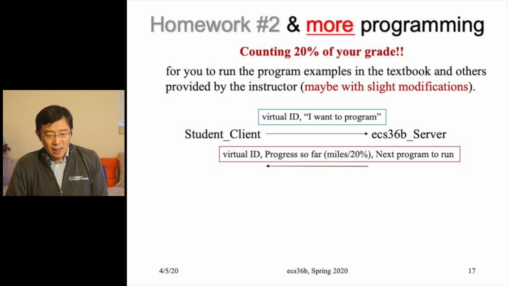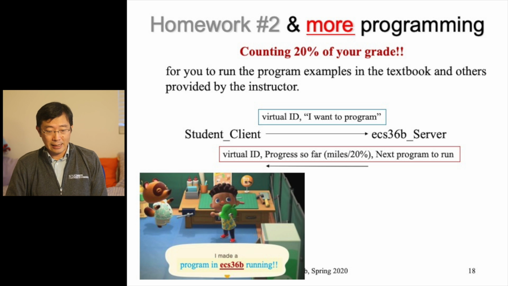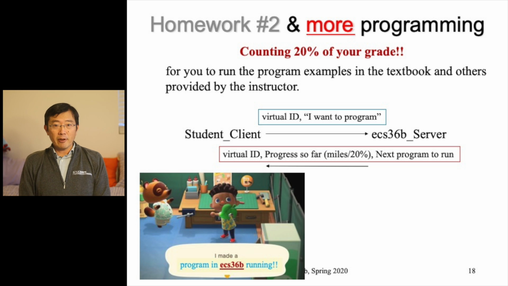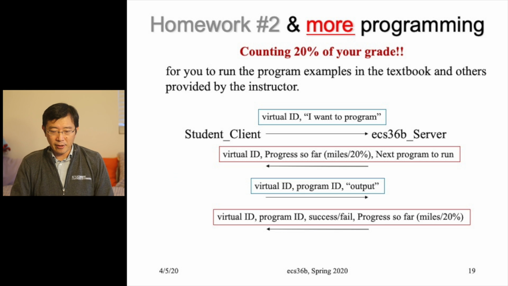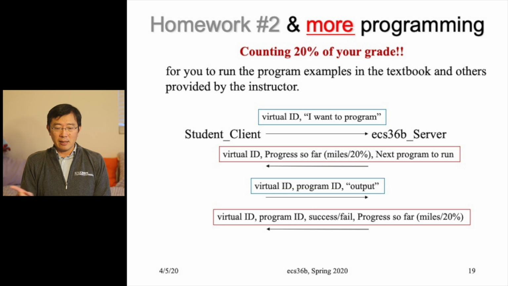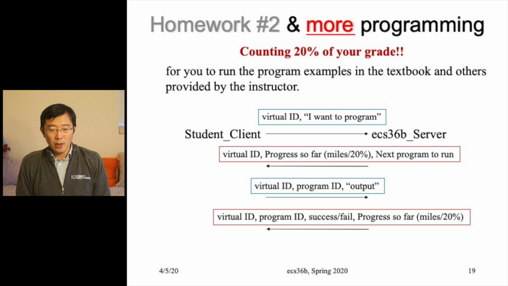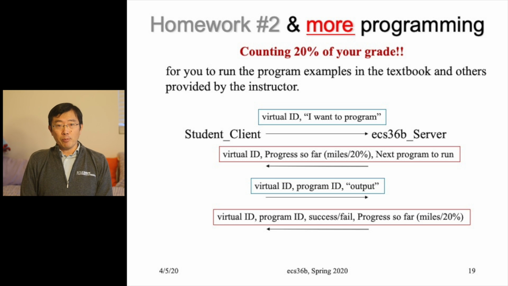Okay? And after you receive this next program to run, what do you do? You use whatever environment you have, you do your homework, and then build that homework and get the result. That's what you need to do next. And then after you obtain the result, using the same program, student client, and the ECF36B, you will submit the virtual ID and also the program ID, and also the output from the program.